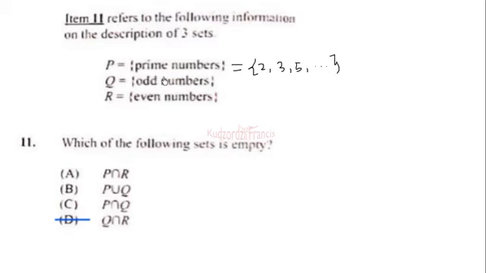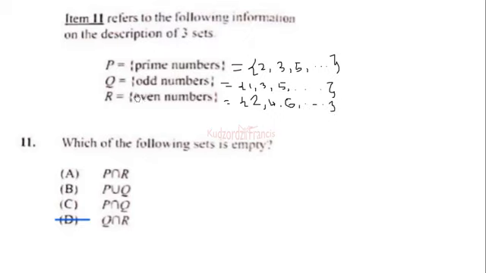Then we also have the odd numbers. The odd numbers start from 1, then we have 3, we have 5, and so on. Then we also have the even numbers. You can start from 0 or 2. So 2, 4, 6, and so on. So this is enough for us to answer this question.